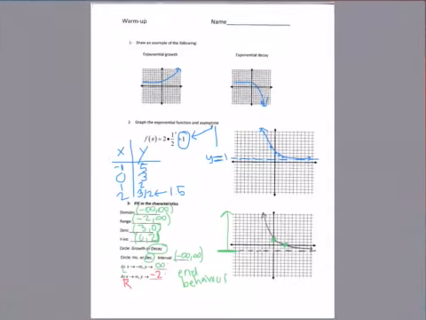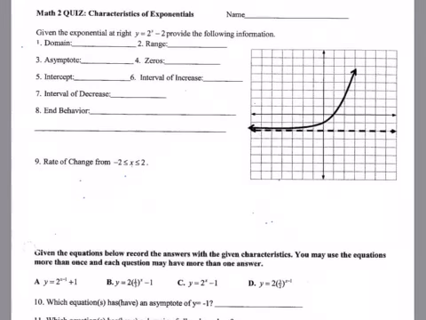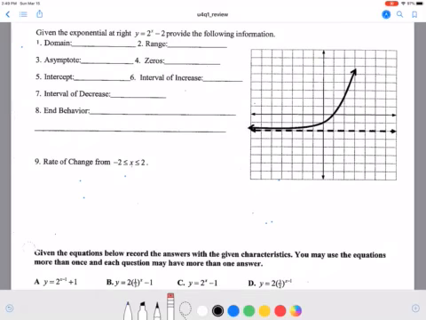Alright, now to page 2 for our review. Another graph to look at, y equals 2 to the x minus 2. So from here, I want to find all these good characteristics again. Domain, range, asymptote, zeros, etc.